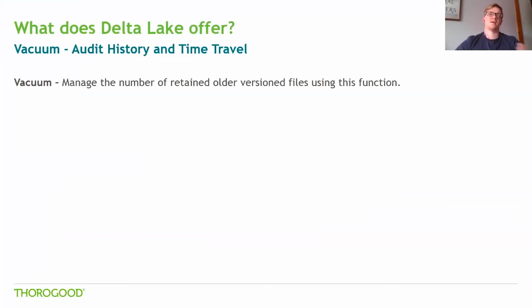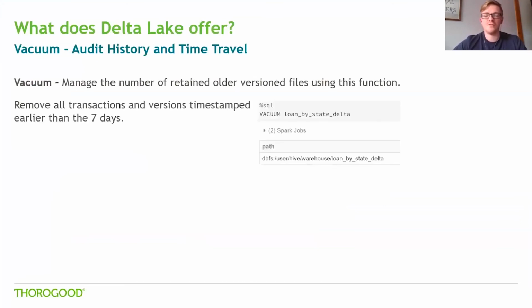You may be thinking, with that time travel, there's clearly a lot of other versions being stored. How is this affecting storage and performance? Surely the volumes are just increasing massively, and you're right in thinking that. But there's a simple solution to this called vacuum. It removes all recorded transactions and files, and the SQL command for it is as simple as vacuum followed by the table name. So when this runs, what it's going to do is delete transactions and versions that are older than 7 days from my loan by state delta.